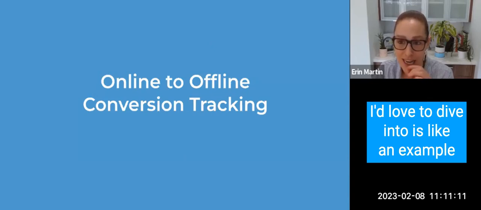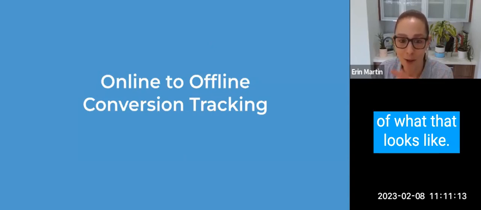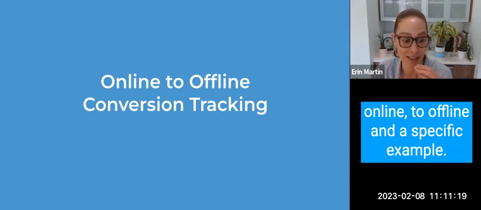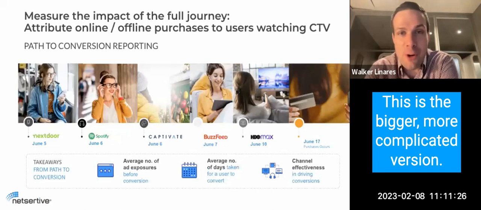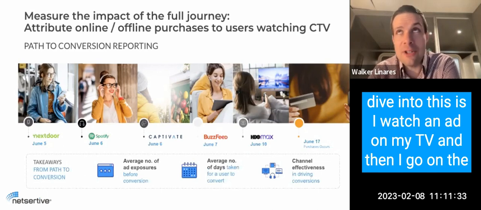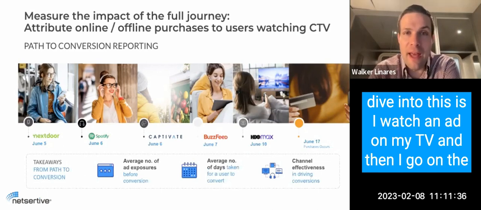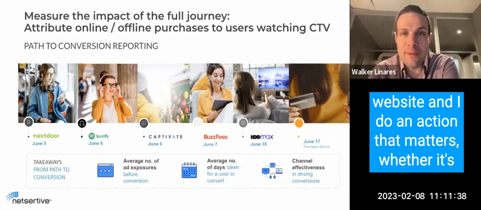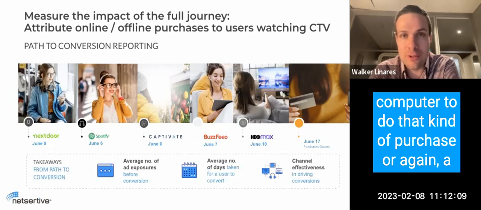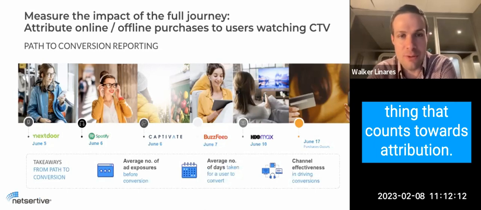I'd love to dive into an example of what that looks like, especially closing that loop when it comes to online to offline in a specific example. This is the bigger, more complicated version. The very easy example that I'll just give first before I really dive into this is I watch an ad on my TV and then I go on the website and I do an action that matters, whether it's sign up or buy, going to a store, or maybe your phone or your computer to do that kind of purchase or, again, thing that counts towards attribution.